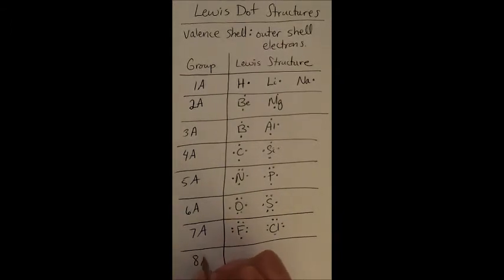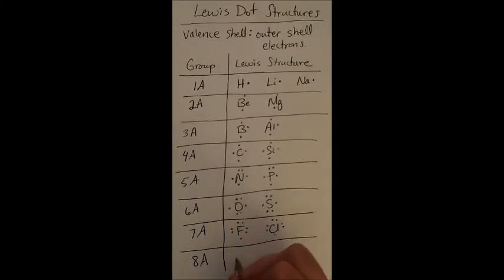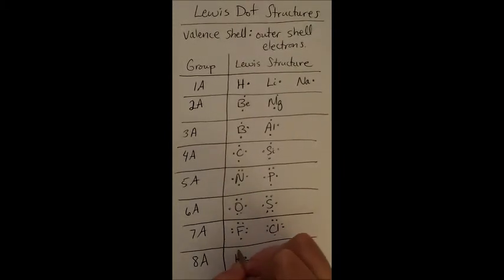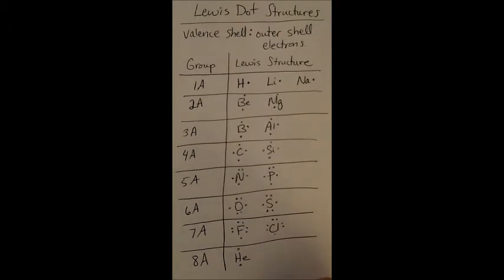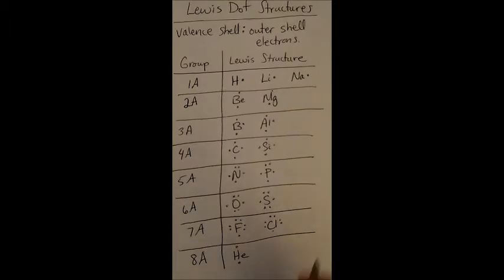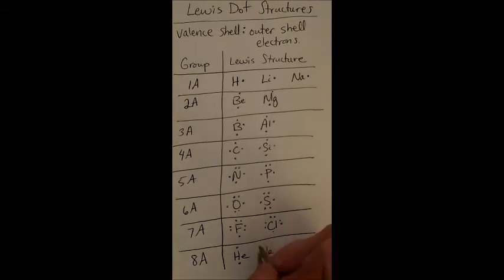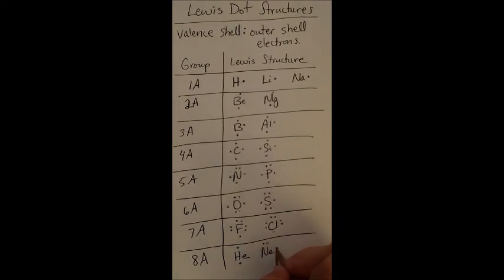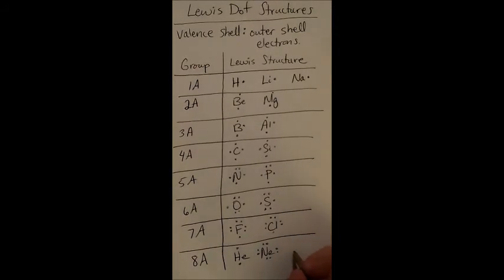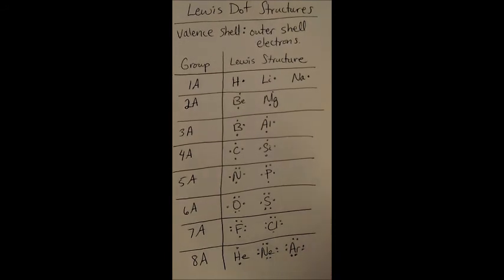Last but not least, we have our noble gases. We actually have helium with 2 electrons in its outer shell. But then we have neon with 8 electrons in its outer shell. Remember that special number 8. And argon with 8 electrons in its outer shell.